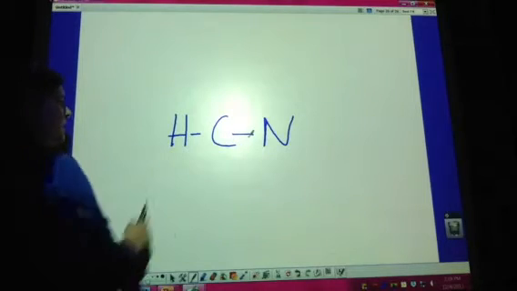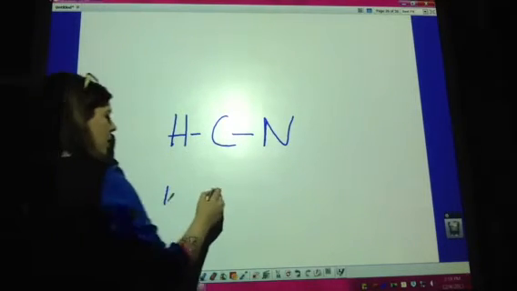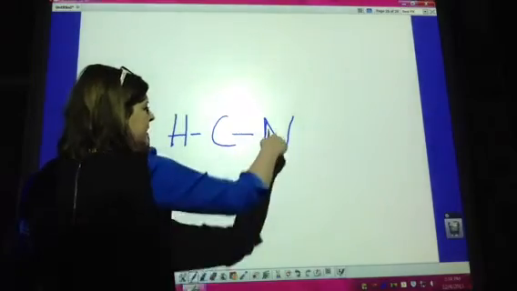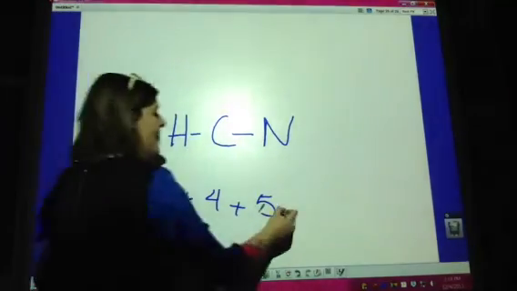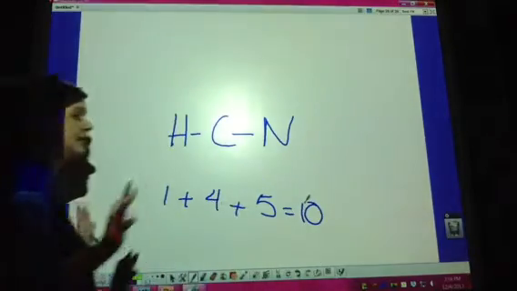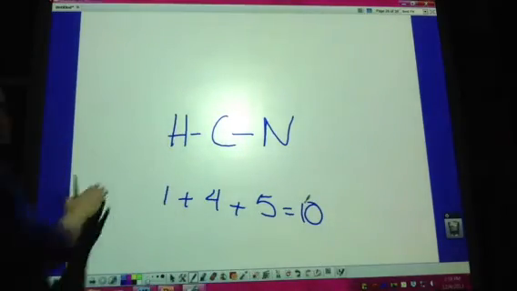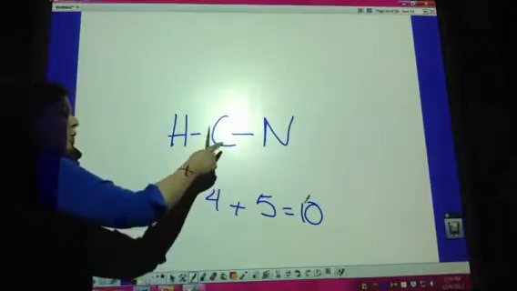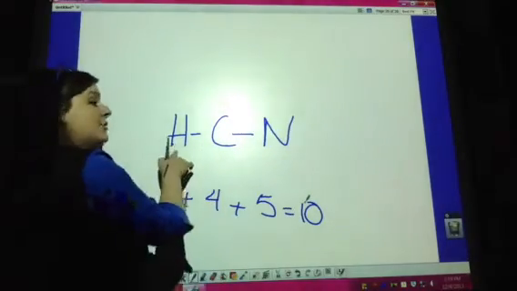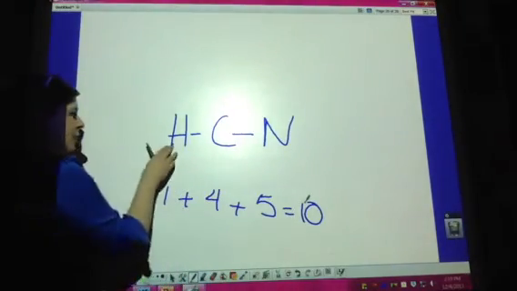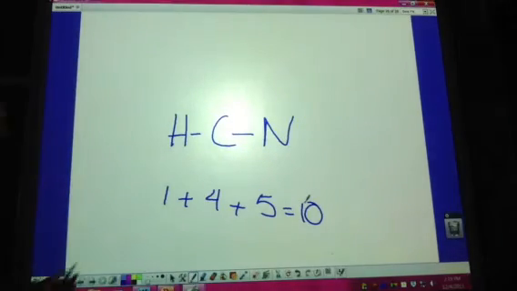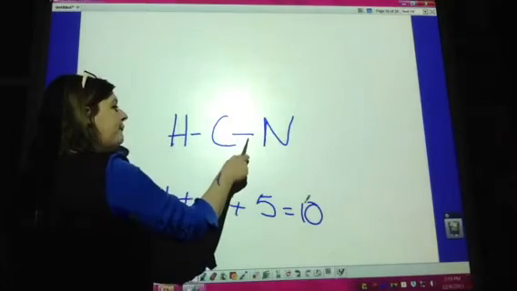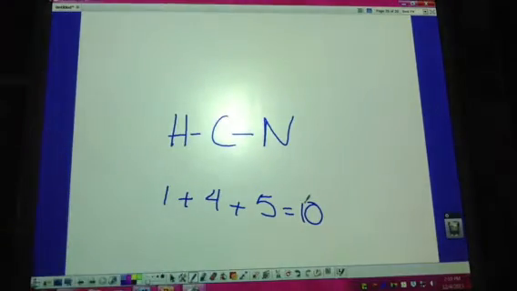I know that hydrogen, there's 1. Carbon, there's 4 valence electrons. Nitrogen, there's 5 valence electrons. So overall, I should have an electron count of 10. That's my goal. I wrote my skeletal structure here because I know carbon is the least electronegative, and hydrogen can't be my central atom. So I'd have to go with carbon here. In terms then of my skeletal structure, I just took away 4. So that means I have 6 more electrons that need to go here somewhere.